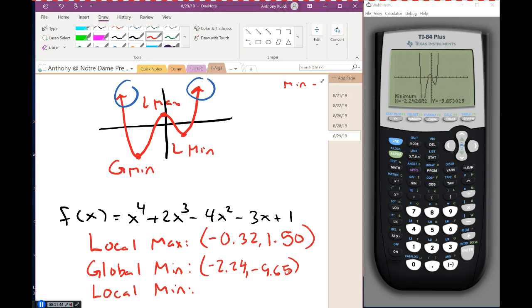Try to find the last local minimum on your own. Those of you that have been following along with your calculators, try to find that last local minimum. We have one more of these points to find. So let's find that last point, the local minimum.